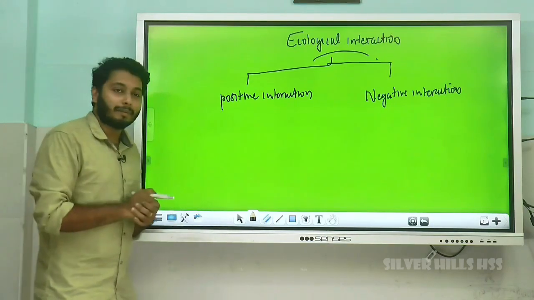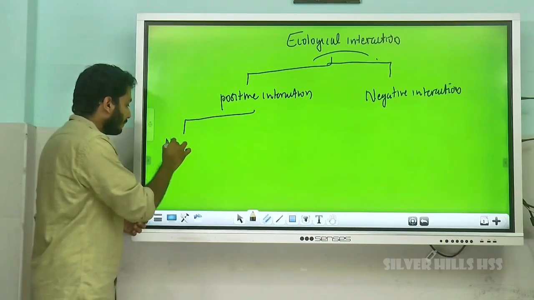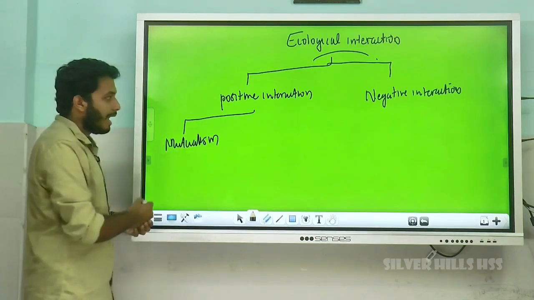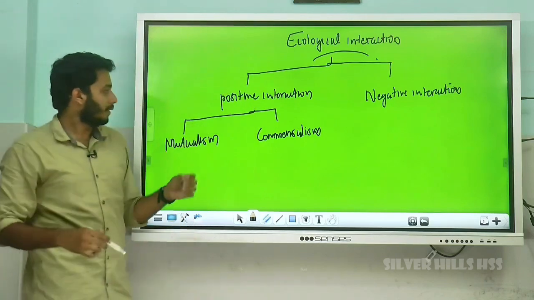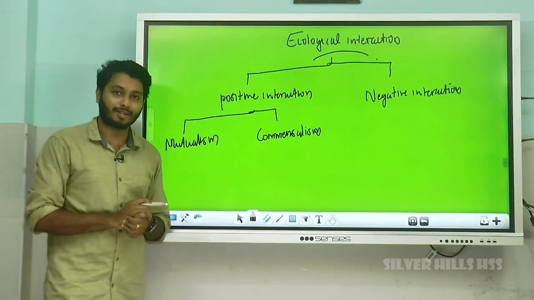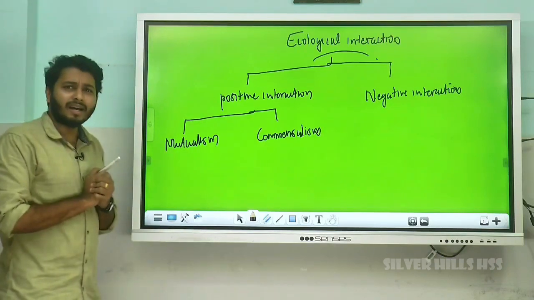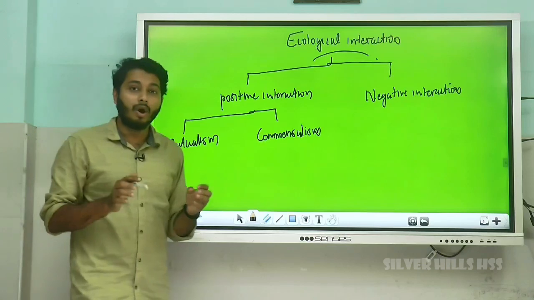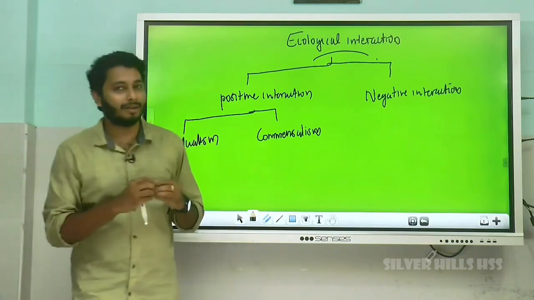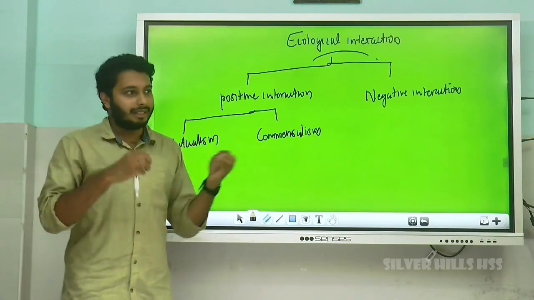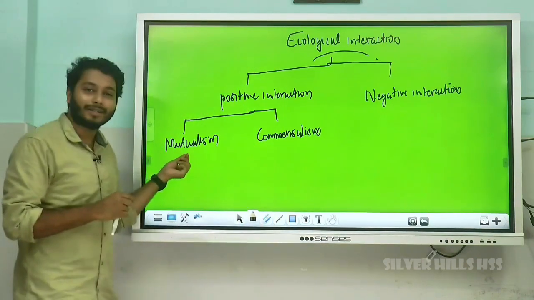Let me explain the various types of positive interaction. Some of the positive interactions are mutualism and commensalism. Mutualism and commensalism are examples of positive interaction. So let me explain what is mutualism and commensalism. Mutualism is the interaction between organisms in which all the partners in that interaction are equally and mutually benefited. For example, if two organisms are interacting together, in that interaction both of the organisms are benefited. Such type of interaction is called mutualism.